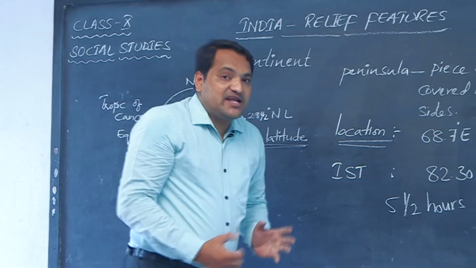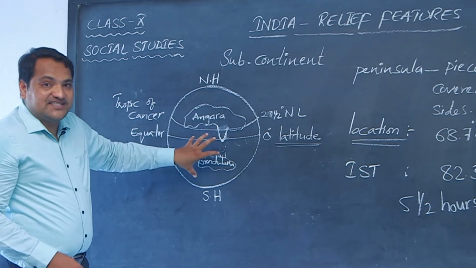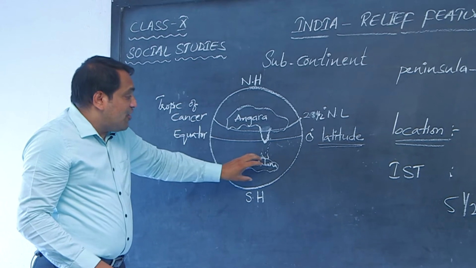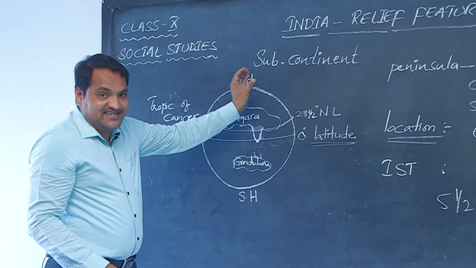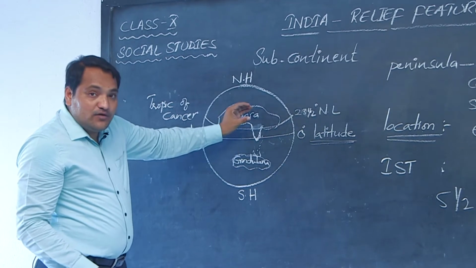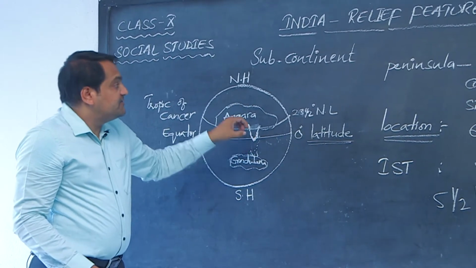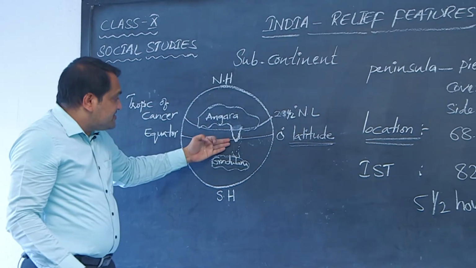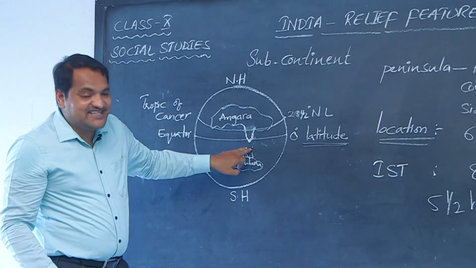Let's have a quick recap. In the historical background, there were two pieces of land, Angara and Gondwana. A small piece of land from Gondwana started moving in the northern direction. It collided with the Asian continent and formed a peninsula. That peninsula is called India. A peninsula is a piece of land that is surrounded by water on three sides.